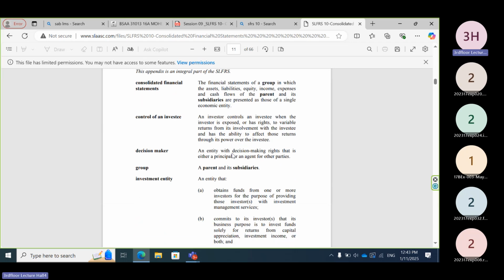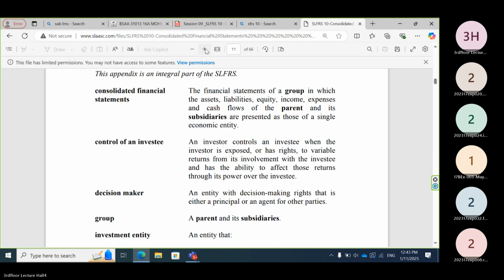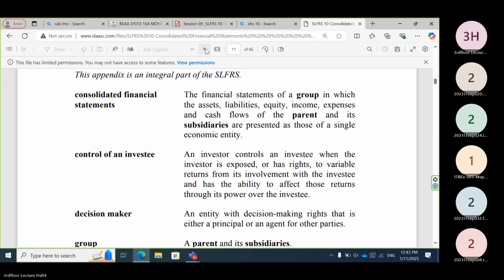So here we have the definition. Consolidated financial statements: the financial statements of a group in which the assets, liabilities, equity, income, expenses, and cash flows of the parent and its subsidiaries are presented as those of a single economic entity.